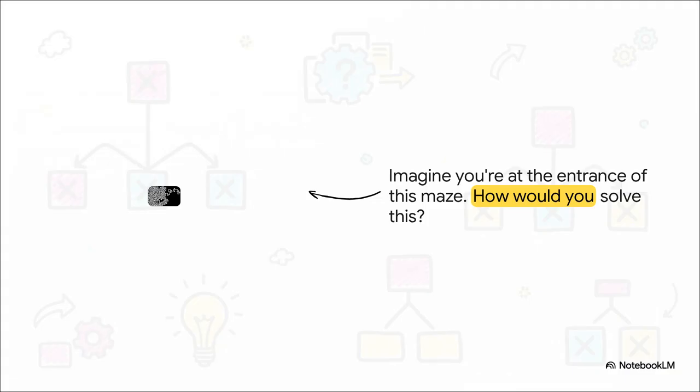All right, so let's jump right in with a classic puzzle to get our brains going. Imagine this. You're standing right at the entrance of this maze. You've got no map, no bird's eye view. All you can see is the path directly in front of you. So, what do you do? How do you possibly find your way out?